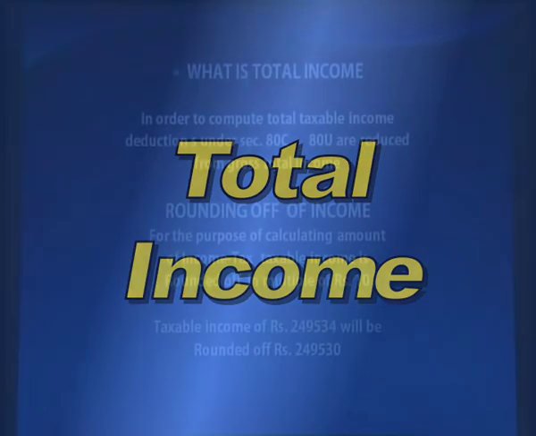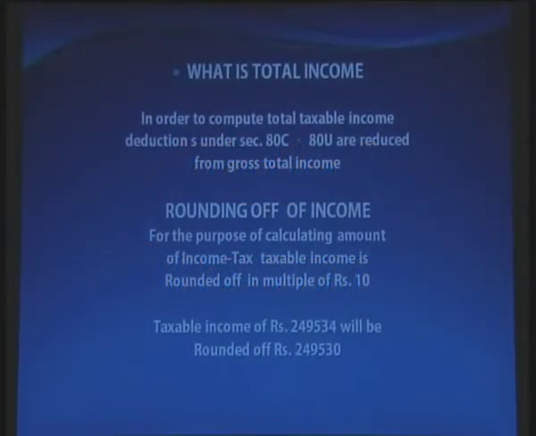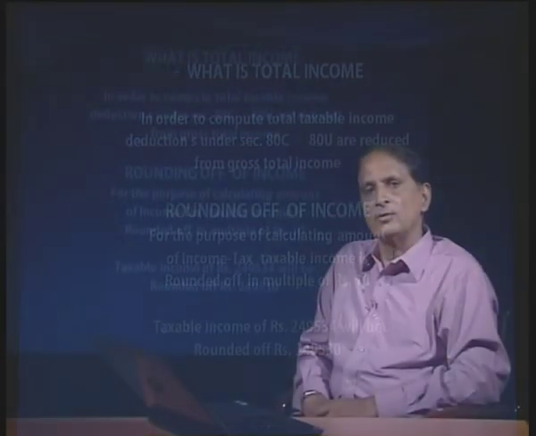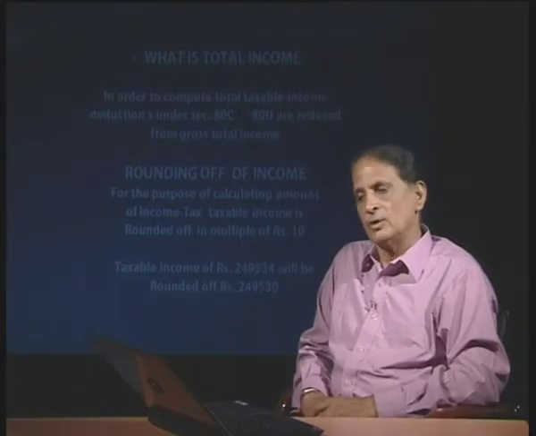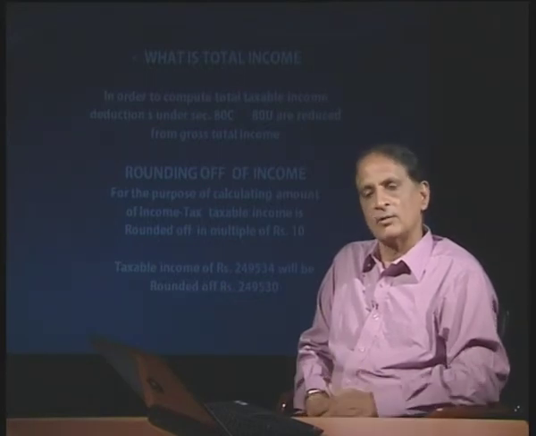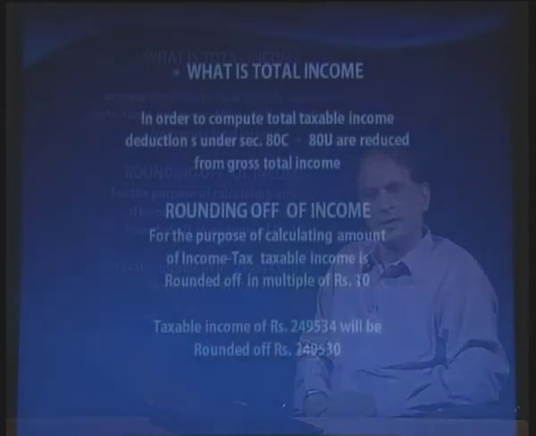We know that gross total income is not taxable. Gross total income is subject to further deductions, which are available under sections 80C to 80U. It means, whenever we have to calculate total taxable income, we have to reduce those deductions which are available under sections 80C to 80U, so that total taxable income is calculated and that is accordingly taxable.